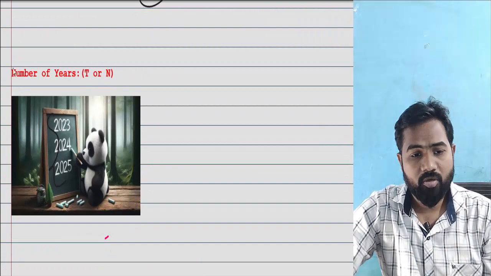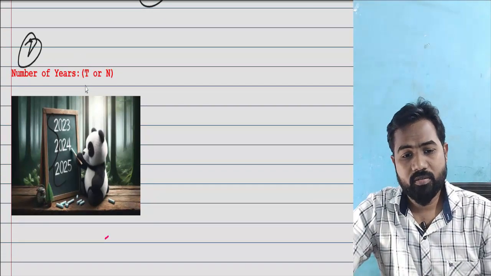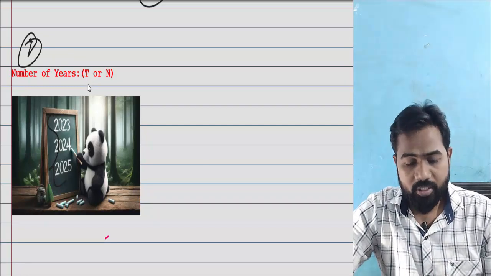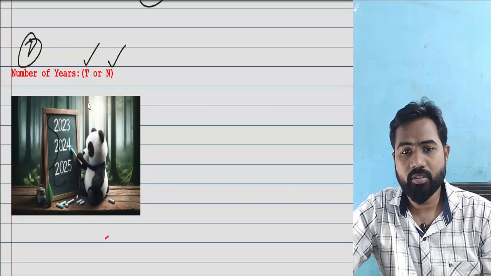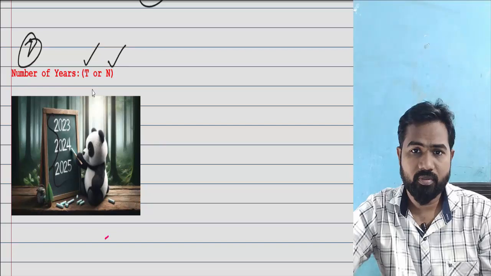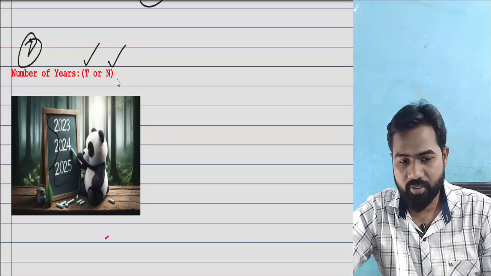Next, the second point is the number of years. For how many years you are going to take this money? You are borrowing money for how many years? It is indicated by capital letter T or capital letter N. It's up to you. You can take T for time, or N for number of years.